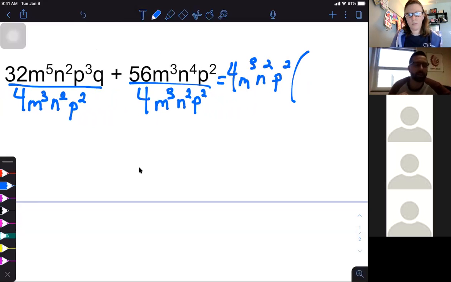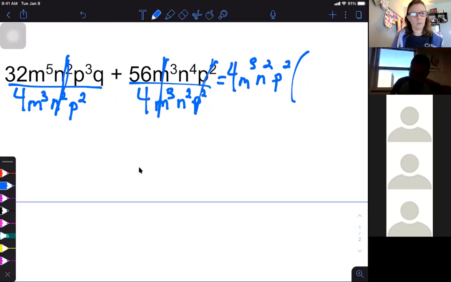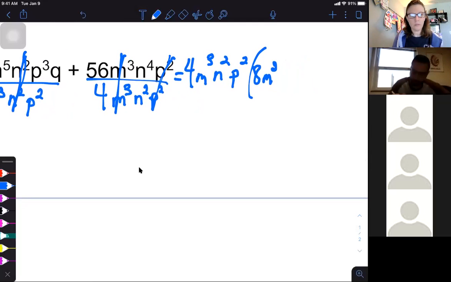Now we're going to do our math. Before we do that, let's see what crosses out. If we look at the 32, that first term, the n squareds cross out. And if we go to the second term, we have the m's and then the p's crossed out. So 32 divided by 4 gives you 8. M to the 5th. How many m's are left on this one, Haley? N to the second. Good. How many p's are left? 1. Good. How many q's are left? 1. Good.